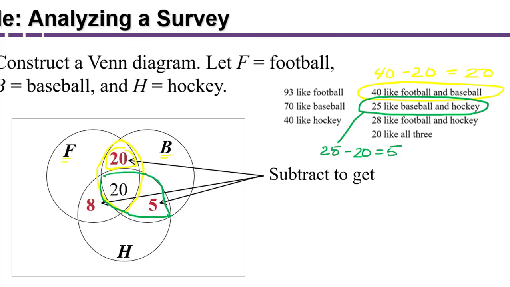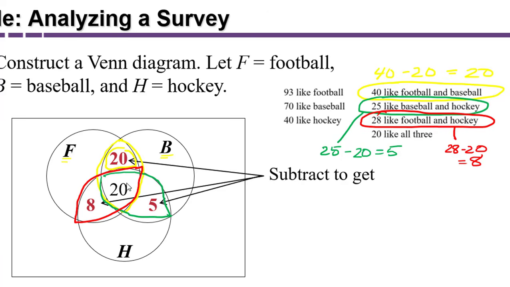And finally, to get this football-shaped region in red here, we look at facts about football and hockey. This is the overlap between the two, and it says that 28 like football and hockey, but we know 20 people who liked all 3 were already accounted for, so once again we subtract to see there are only 8 who like football and hockey, but not baseball.